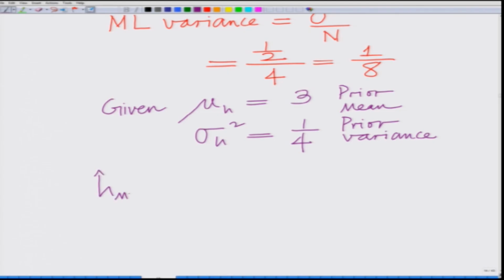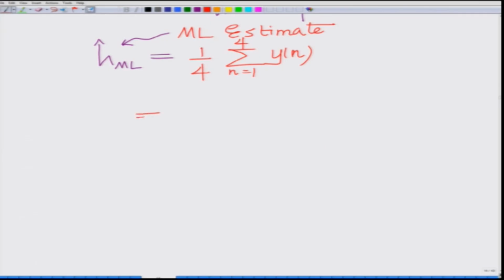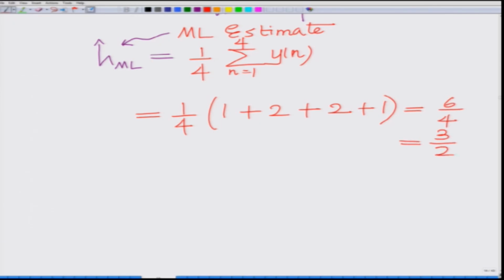And now let us compute the ML estimate. ML estimate, remember that is what we need, h hat ML. This is basically your ML estimate, that is simply the sample mean. That is equal to 1 over 4 summation n equal to 1 to capital N, which is 4, of yn, the observations, which is basically 1 over 4 times 1 plus 2 plus 2 plus 1, which is equal to 6 divided by 4, which is equal to 3 divided by 2.